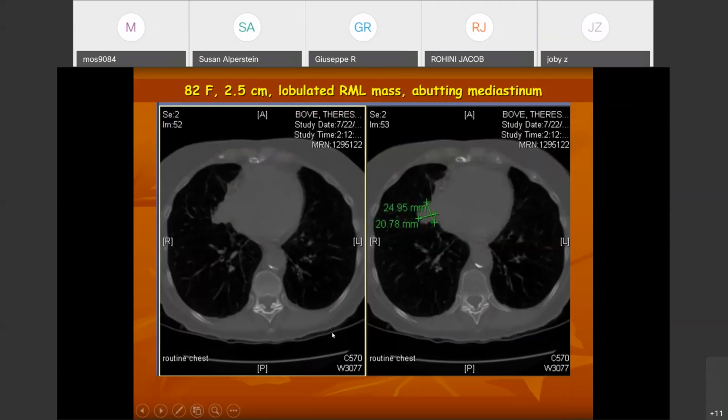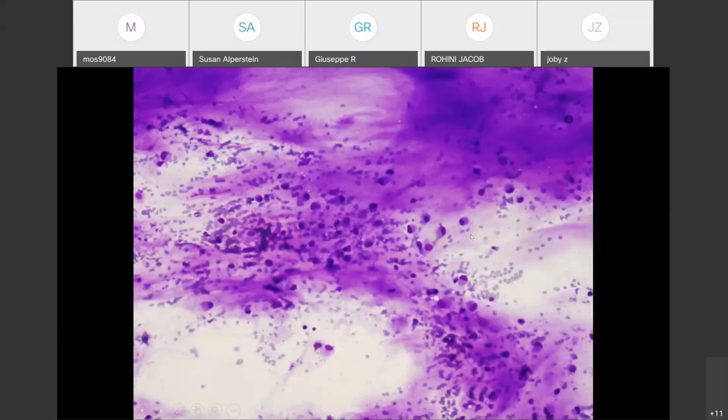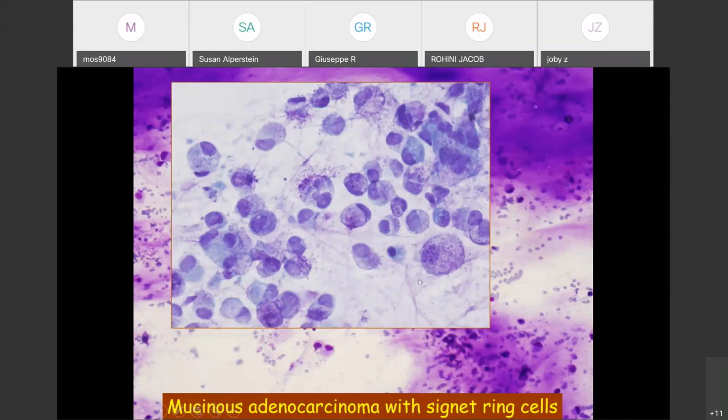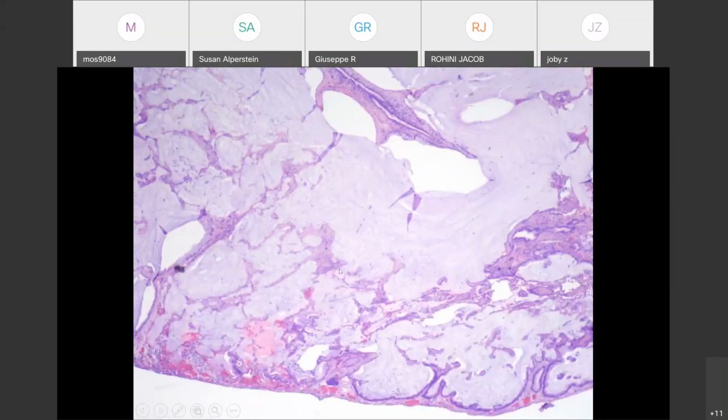And here's an 82-year-old woman with a lobulated right middle lobe mass, abutting the mediastinum. And then abundant mucin. A lot of mucinous cells, almost like signet ring cells, a lake of mucin. So I signed out mucinous adenocarcinoma with signet ring features. And then here's a recut, just pools of mucin.